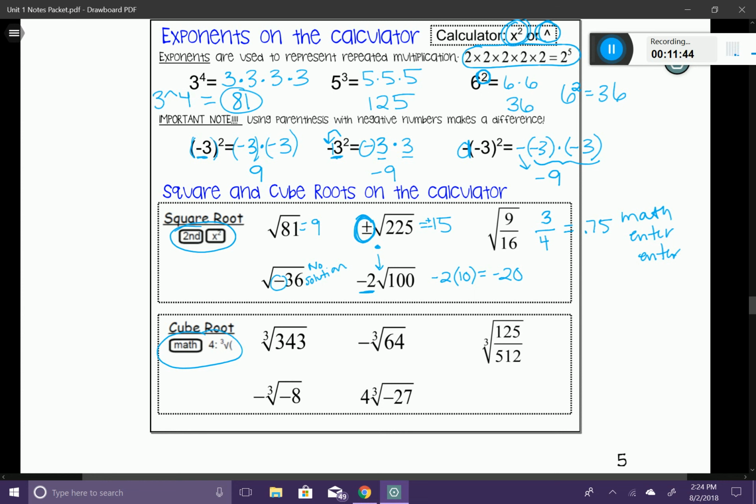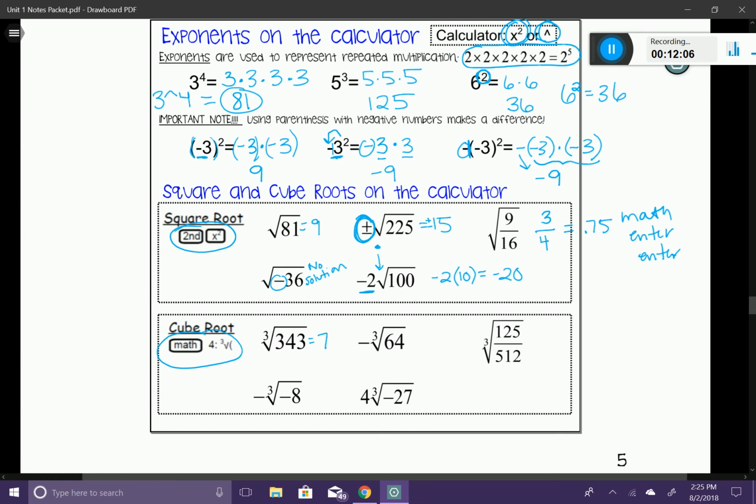So let's go ahead and press math. Choose option 4 by selecting the number 4. And then go ahead and place 343 underneath the division symbol. I'm sorry, the radical symbol. That should give you 7. So that is going to be my answer to this problem. It's just 7. The cube root of 343 is 7.